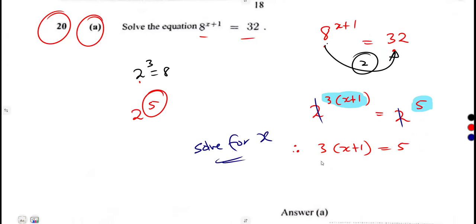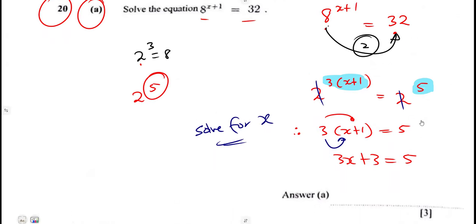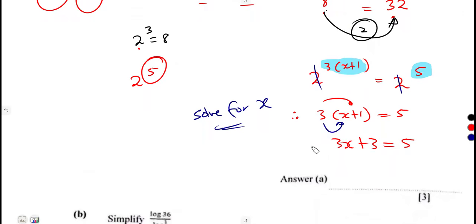Simply solve for x. 3 times x gives us 3x. 3 times 1 is 3, which is equal to 5. So let us solve for x. This is a linear equation. We are dealing with a linear equation. Take note of how you solve a linear equation.